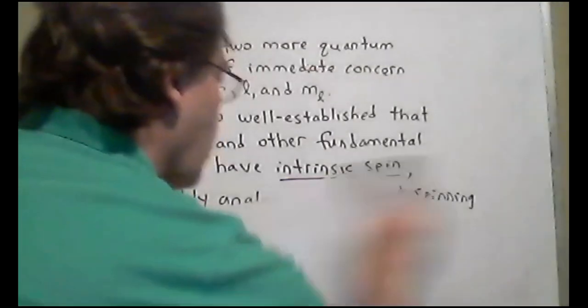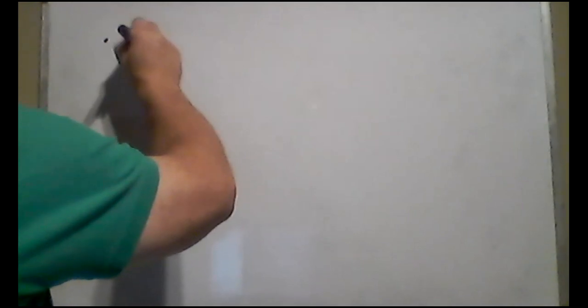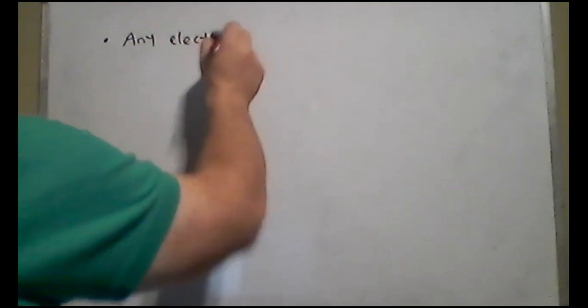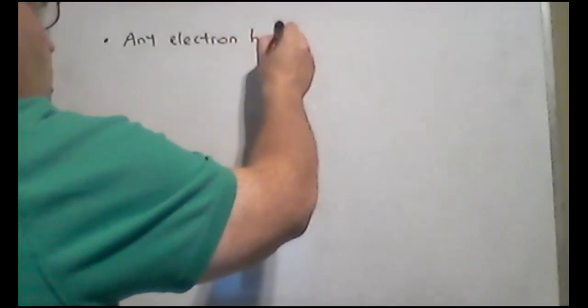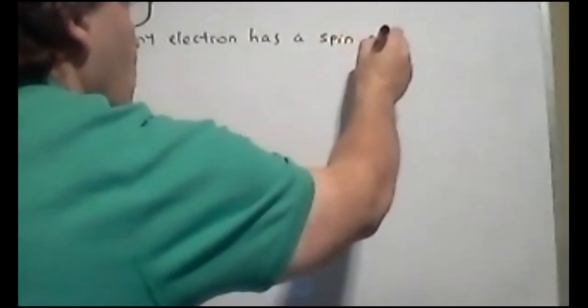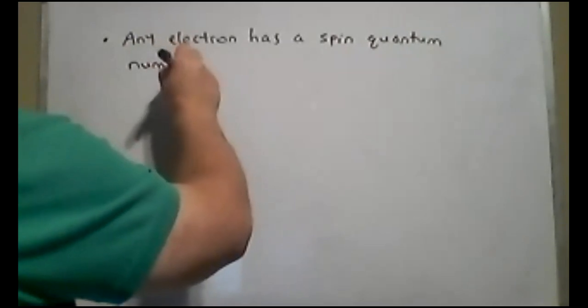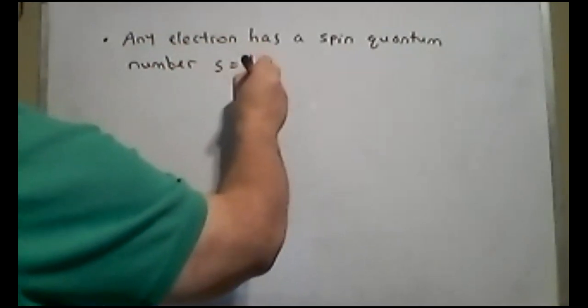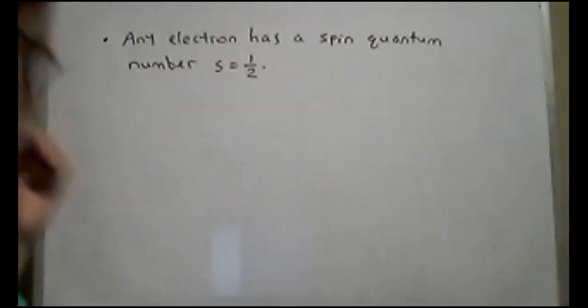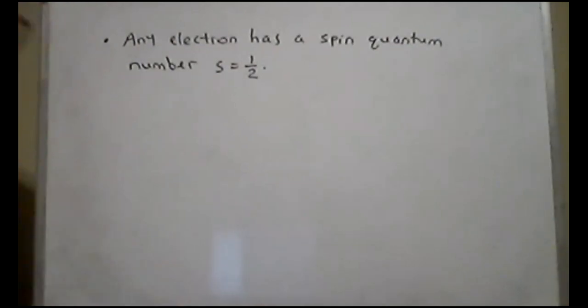All right, and so for an electron, any electron, remember they're all identical. There's a concept of indistinguishability. Any electron has a spin quantum number, little s, of 1/2. That is it. Okay, so the spin of an electron has a value of 1/2.